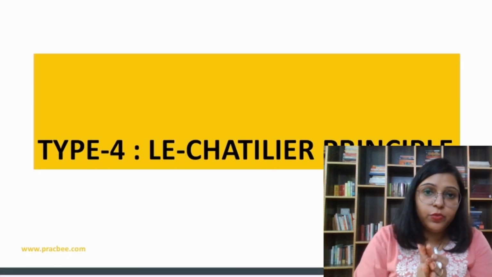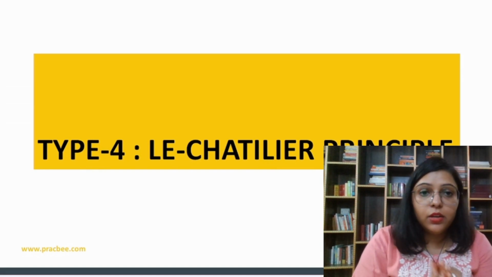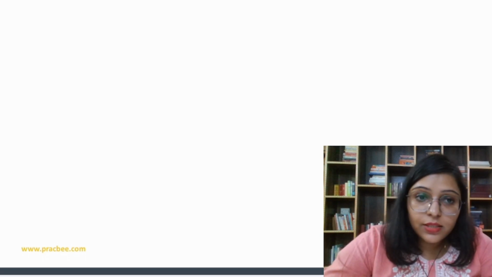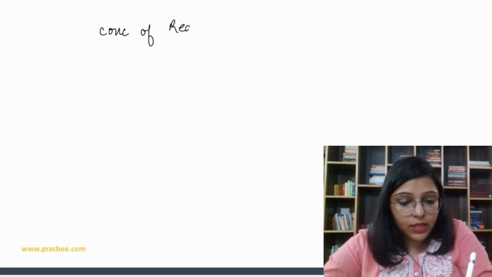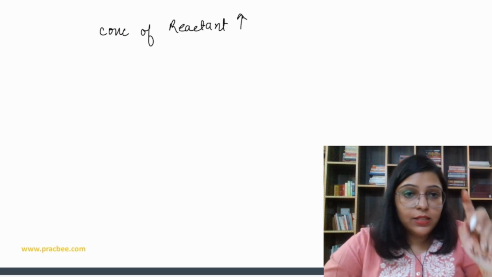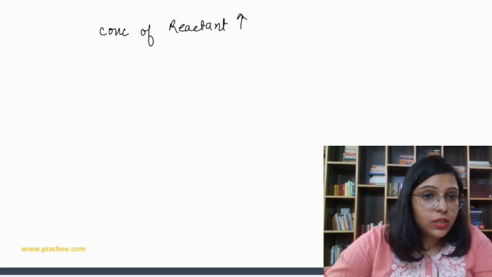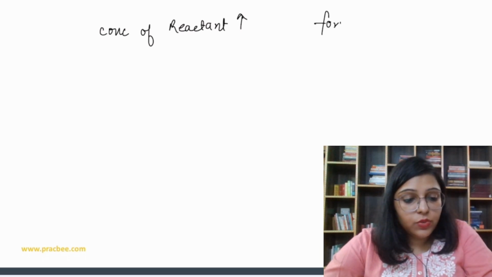Okay, now let's do the next type of question, which is based on Le Chatelier's principle, right? So what is Le Chatelier's principle? If you disturb the equilibrium somehow, then the system tries to adjust in such a manner that the change can be nullified, right? So it means the system is going to re-establish the equilibrium somehow. So what happens, suppose the concentration of reactant increases, then the system goes in the forward direction in order to decrease the concentration of reactant. So the system moves in the forward direction.